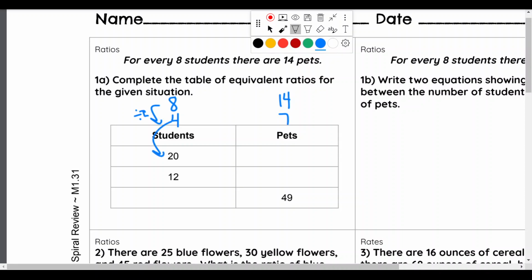4 times 5 is 20. 7 times 5 is 35. 4 times 3 is 12. 7 times 3 is 21. 7 times 7 is 49. 4 times 7 is 28.